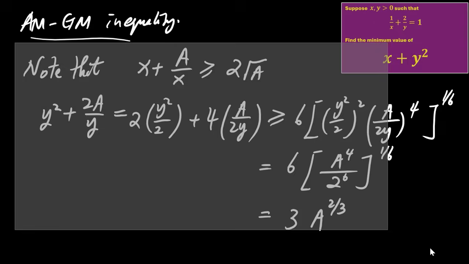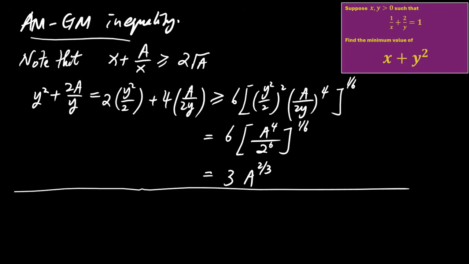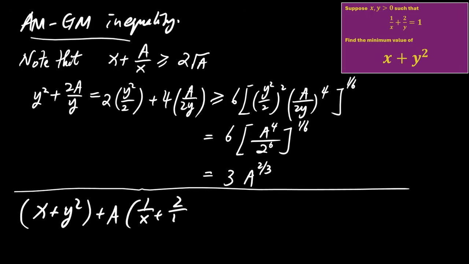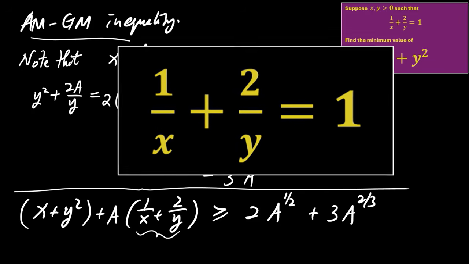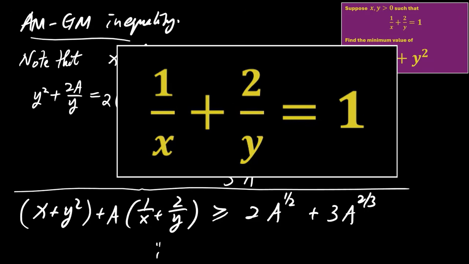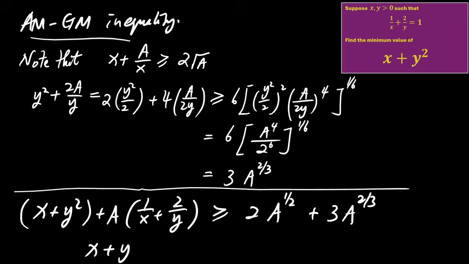3a^(2/3). Now when we sum up these two inequalities, for the left hand side, x plus y squared, and a times 1 over x plus 2 over y. For the right hand side, 2 square root of a, that is 2a to the power of half, plus 3a to the power 2 over 3. And since 1 over x plus 2 over y equals 1, we have x plus y squared is greater than or equal to 2a^(1/2) plus 3a^(2/3) minus a.